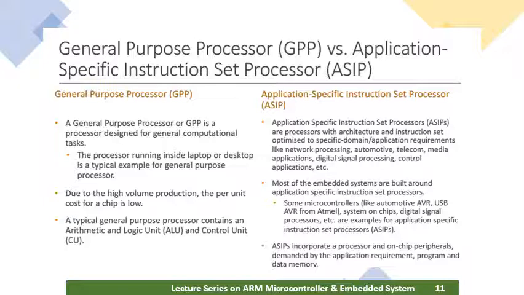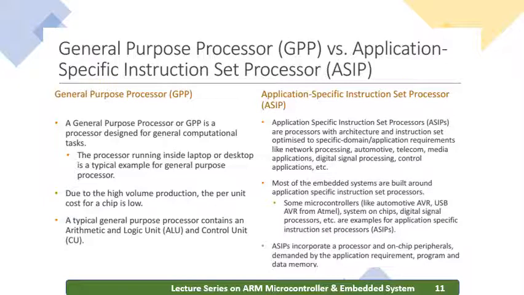Okay. The general purpose processor running inside a laptop or a desktop is a typical example of this. The second point is that the general purpose processor is manufactured in high volume. That means the number will be very high, because of which the per unit cost for a chip is low. Whereas the microcontrollers or the ASICs are manufactured for a required amount, so the cost of these will be high.